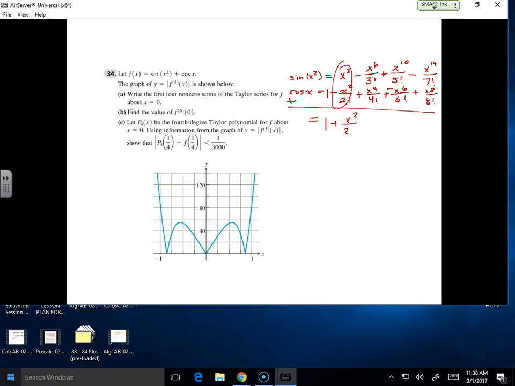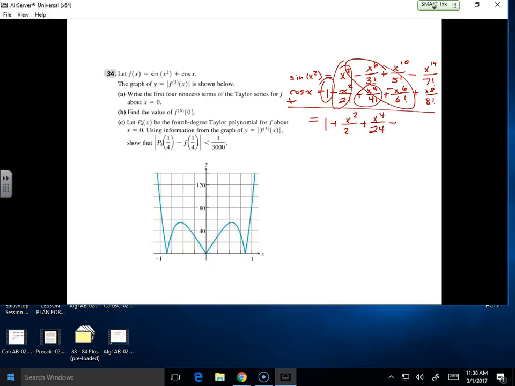And then we have x to the 4th over 24. Wait, why is it over 24? 4 times 3 times 2 times 1. Oh, factorial. And the first 4 non-zero terms. Okay, so we got 1, we got 2, now we're just going to combine the 6s. And the 6s do not cancel. Bummer. So it's negative 2x to the 6th.